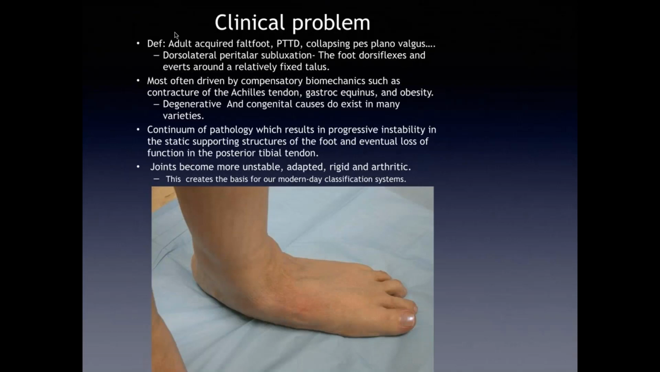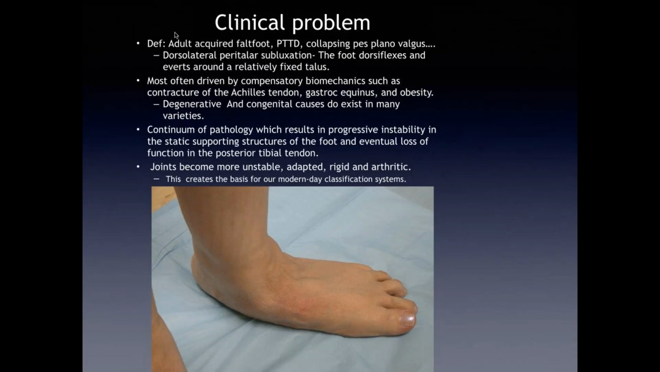So when we talk about flat foot, what is the adult acquired flat foot? It's a collapsing pes planovalgus. What it is, it's a dorsolateral peritalar subluxation. The foot dorsiflexes and everts around a relatively fixed talus, and you can see that clinically on the picture below. Most often, it's driven by compensatory biomechanics, such as a contracture of the posterior muscle group, gastroc equinus, and oftentimes with obesity. A lot of the times we see progressive deformity of the medial column with arthrosis.